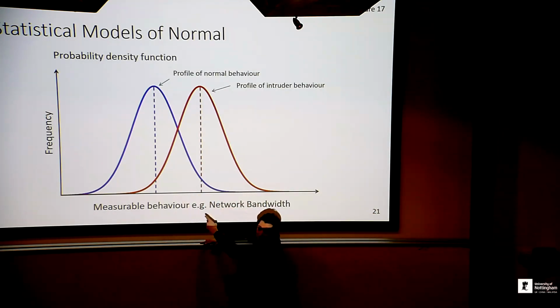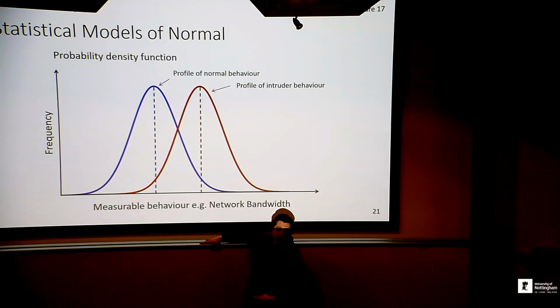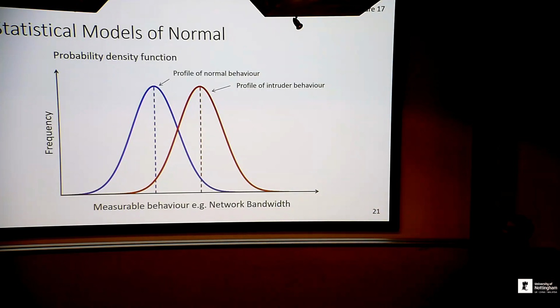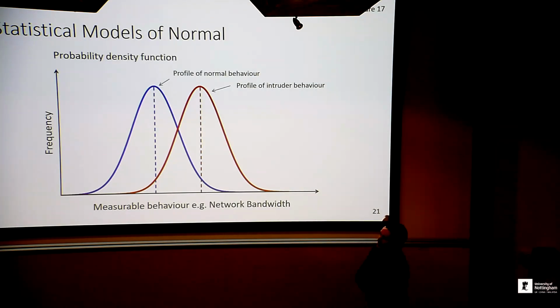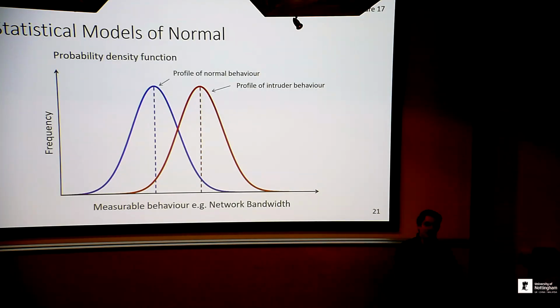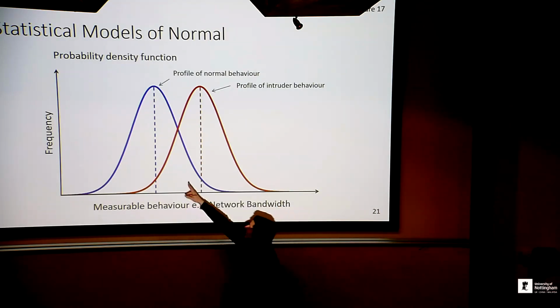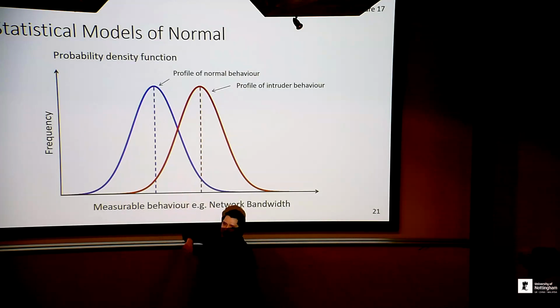Now, there's an absolutely massive problem with this. Can anyone see what it is? Yeah, there's a pretty big overlap. So where do I put my threshold to detect an intrusion? Disaster. The obvious case is halfway between the two. If I put it here, and I capture network bandwidth for, let's say, 5 minutes, and it comes out here, is that an intrusion or not? The answer is it's 50-50. That does not help me.